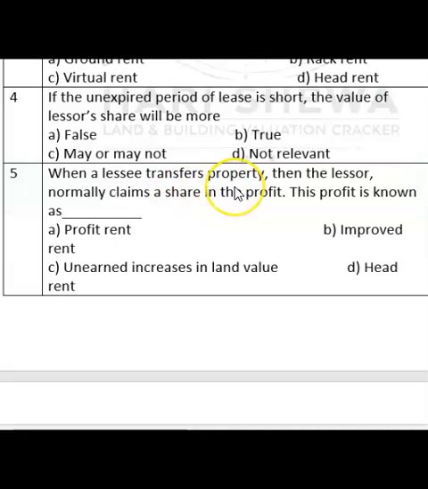When a lessee transfers the property, such as an assignment, the lessor normally claims a share in the profit. I have discussed this and we have done a numerical question also. This is called earned increase in land value. It is not a profit rent, not improved rent, not a head rent. The answer is earned increase in land value.